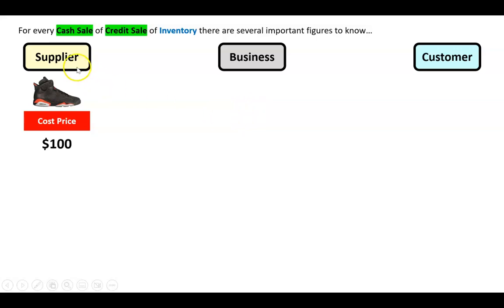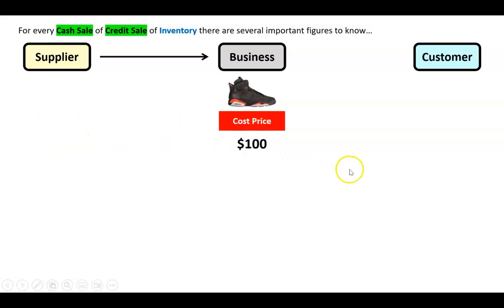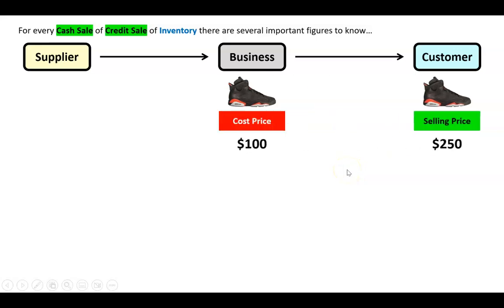What we do is we buy a particular item, say this shoe here, from a supplier for a certain price, which in this case is $100. We call that the cost price. So that's what we pay. And then we sell it to the customer for a selling price, which is $250. And it should always be more than the cost price, otherwise we haven't made a profit.